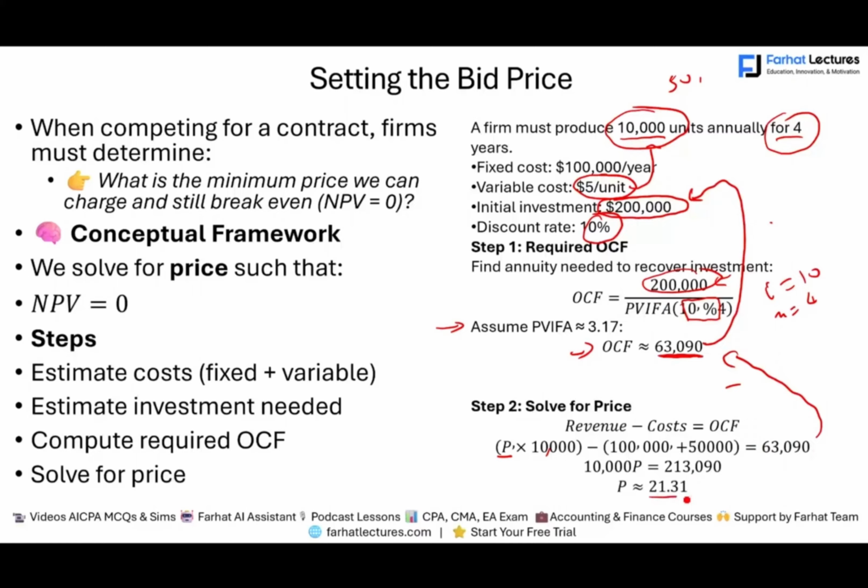P is approximately $21.31. Once again, depending on which present value annuity factor you use, if you used 3.1699 or 3.169 or something like that, you might get a slightly different price, but approximately I can bid $21.31, give or take a few pennies, and be able to get an NPV equal to 0. And this is how I can set my bidding price for this project. Again, this is discounting operating cash flow at work.